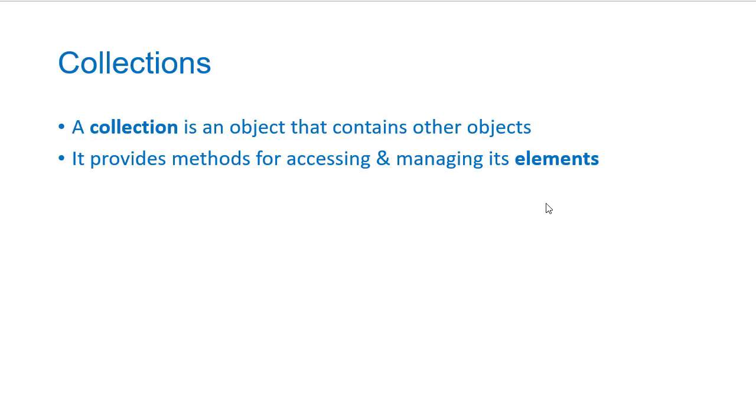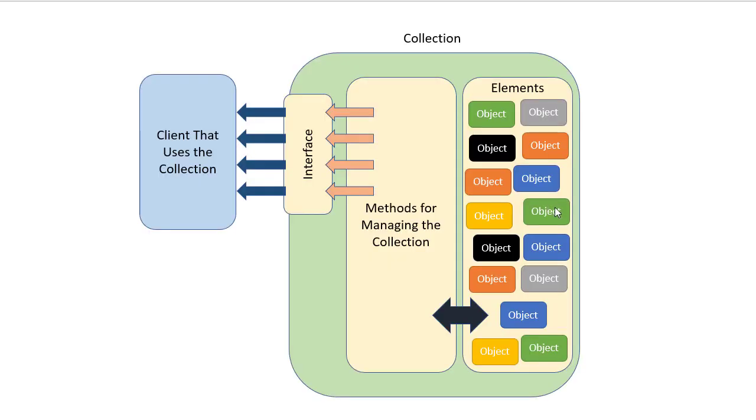So a collection is an object that contains other objects. It should provide methods for accessing and managing its elements, and may also have methods for updating the elements somehow, just depending on what the specific collection is. So here's sort of an abstract view of what a collection looks like. So the collection is here in green, and it contains a bunch of objects that we'll call elements.